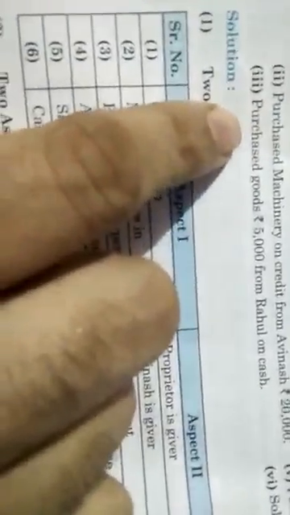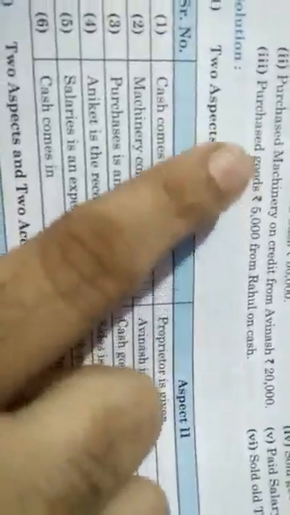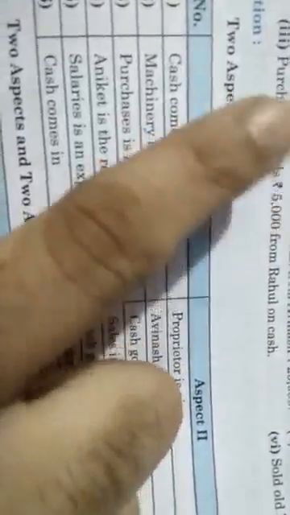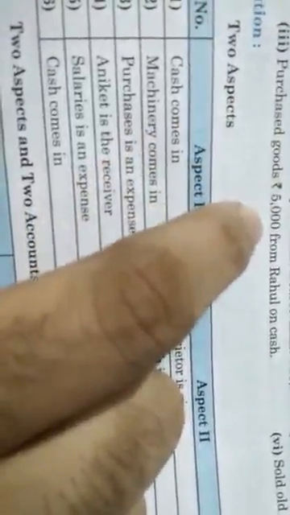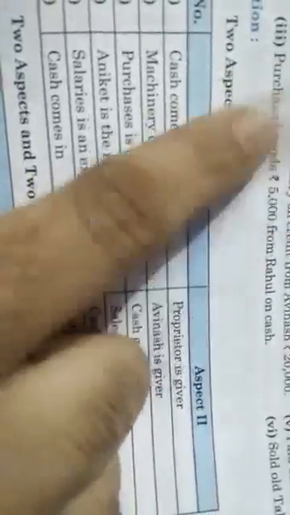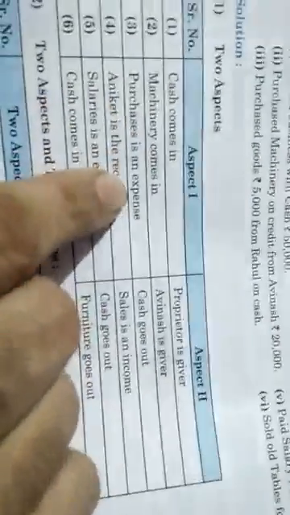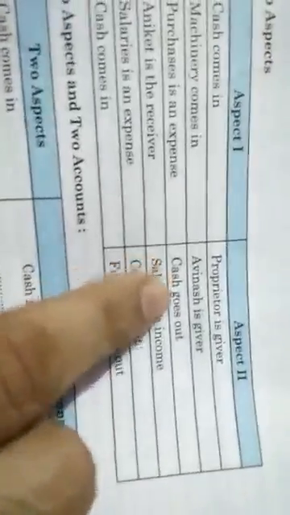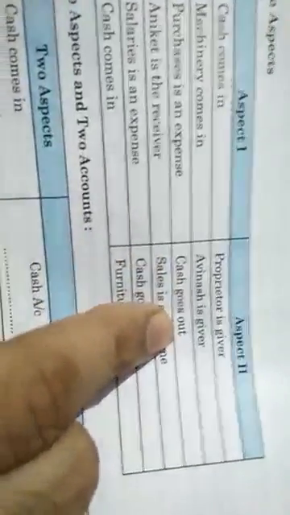Number 3, purchase goods 5,000 from Rahul on cash. So here two aspects are there. One is purchase of goods, 5,000. After paying 5,000 to Rahul, the goods have been purchased, so a purchase expense has been incurred. So purchase is an expense. And for the same, cash goes out. So we will mention cash goes out.